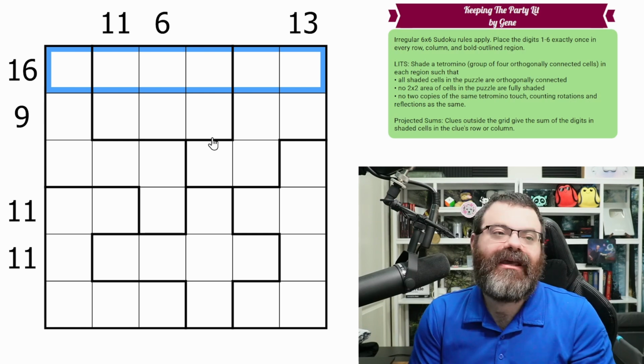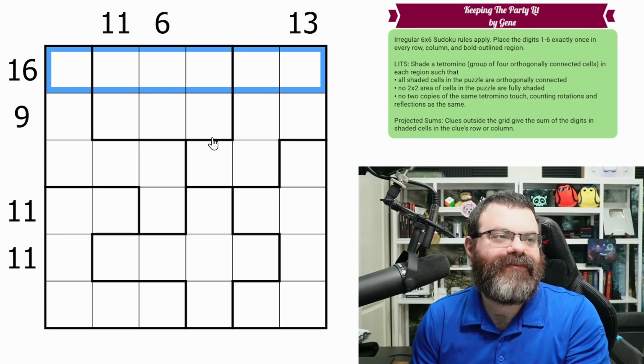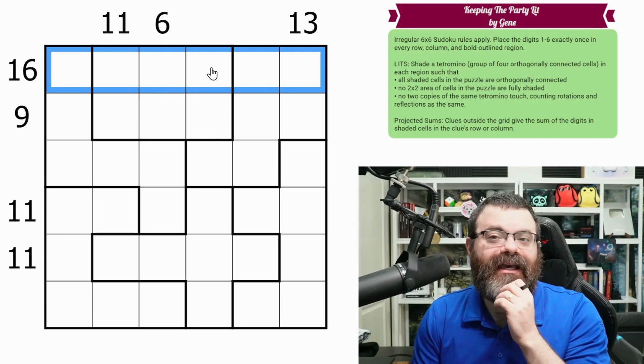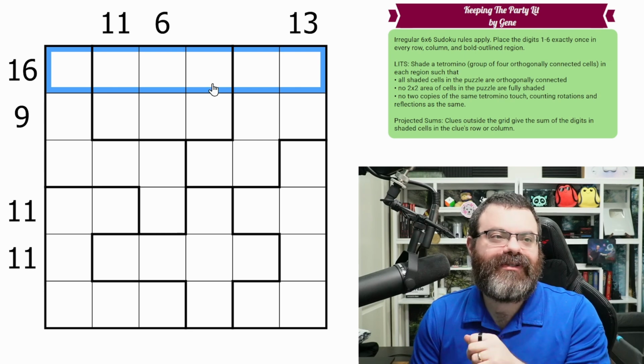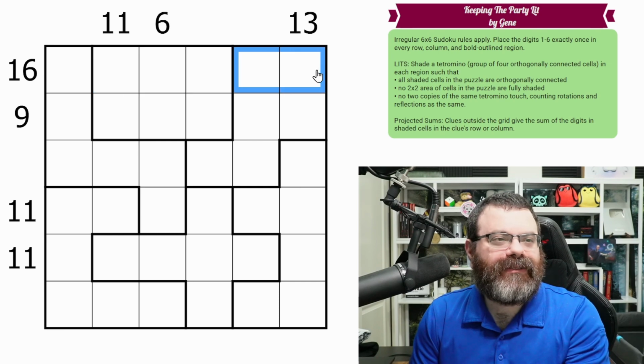Well, it's 5. So the unshaded cells in this row are going to add to 5 in some way, which means either a single cell that's 5 or 2 cells that are 1, 4, or 2, 3. So there's only 1 or 2 cells missing. I don't necessarily know which 2 though, so I guess we'll have to come back to that. I wanted to think about it though.